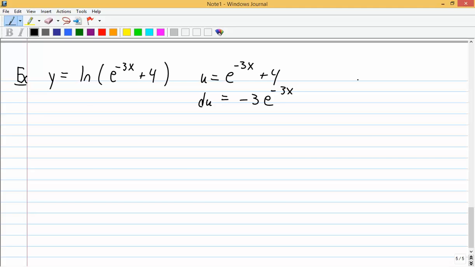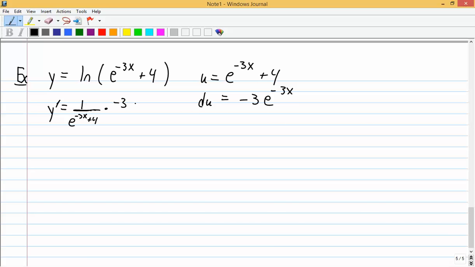Now, I did all that because I need the u and the du when I take the derivative. Remember, the du doesn't have to be present to take a derivative. We multiply by a du. But I have to follow my rules for the derivative of natural logarithms here. Remember, your formula for the derivative of a natural logarithm is 1 over u du. So it's going to be 1 over, here's my u, so 1 over e to the negative 3x plus 4 times my du.